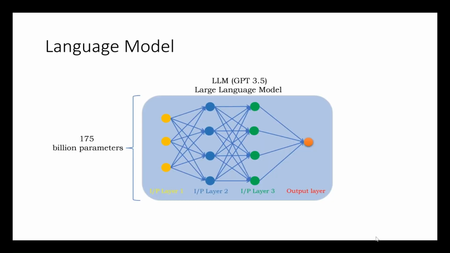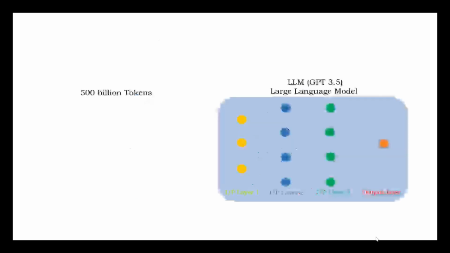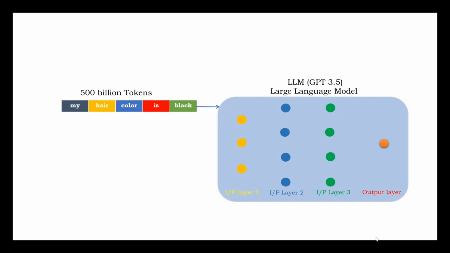Now, this is the model language we are going to be using in ChatGPT 3.5. Here we have the training for 175 billion parameters, and they have different layers processing the output. Here they took 5 billion tokens and provided the input, for example, "My hair color is black." It is one of the inputs, and it is going to be processed in the neural network.